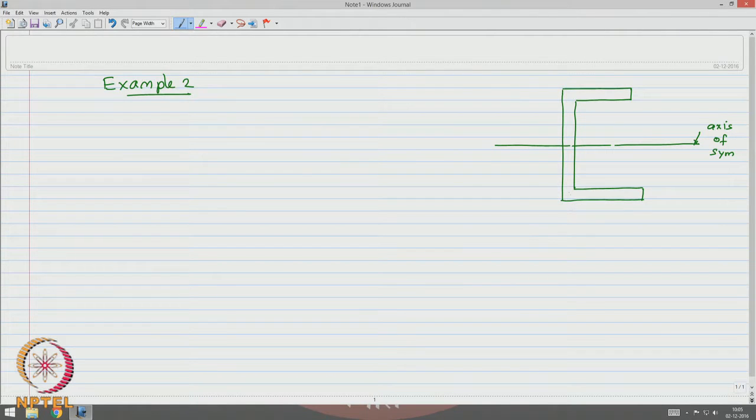Let us say the dimensions of this is B, thickness T, and depth of the section D. Let us say this is my resultant shear force V 1, this is resultant shear force V 2, for the applied load V at the shear center C, which is distance E from this axis.